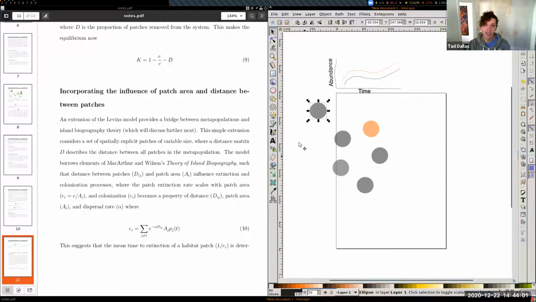What I mean by that is the idea that larger patches will have larger population sizes. Also, we assume that the distance between patches influences dispersal, and so patches farther away are less likely to be connected via dispersal. Now we're actually considering variation in patches, right? That's a big step forward. We're considering the connection of patches explicitly. We're considering some coarse measure of dispersal.